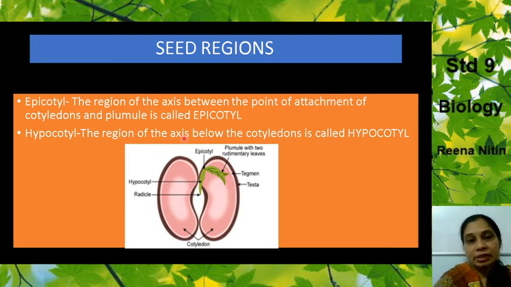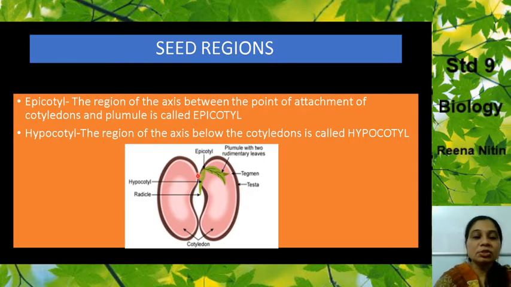First of all, we have to understand the seed regions. In the tiny seed, there are different regions. There are two regions mainly known as the epicotyle and the hypocotyle. As you can see over here, first we learn what the epicotyle is. It is the region of the axis between the point of attachment of the cotyledons and the plumule. This is the plumule and this is the point of attachment. So this region is known as the epicotyle. And when this epicotyle elongates first, that type of germination is known as hypogeal germination.